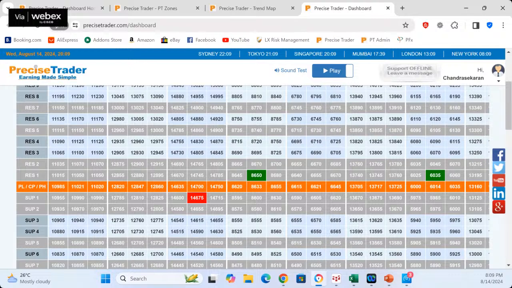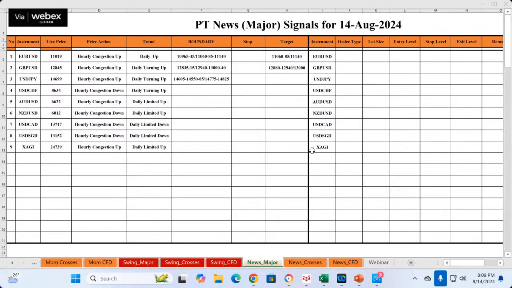Now I'm going to key into the spreadsheet, so that those of you who came in late can at least follow, because this is going to be news trading and you have to be very careful. If you look at this spreadsheet, this is where the market is trading right now. For price action, we usually compare 2 hours, 4 hours, 6 hours, and the trend is basically what the market is telling us. Here for euro dollar, the hourly is congestion up, and the trend is daily up.